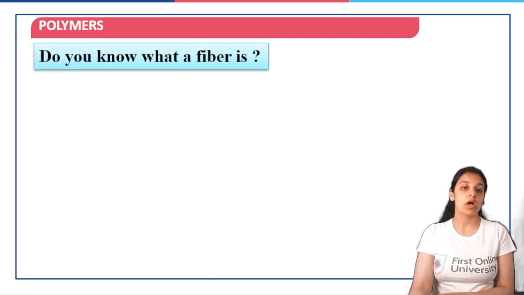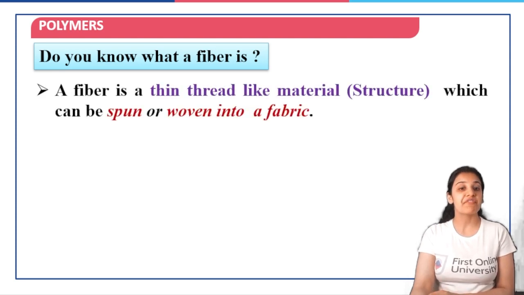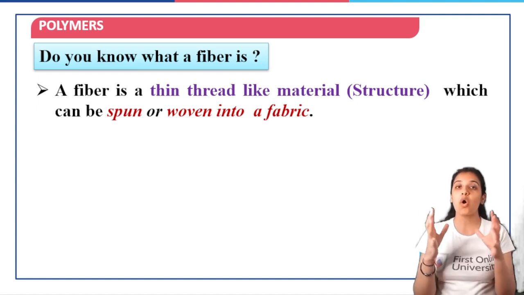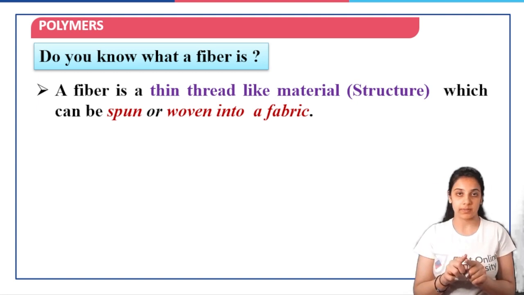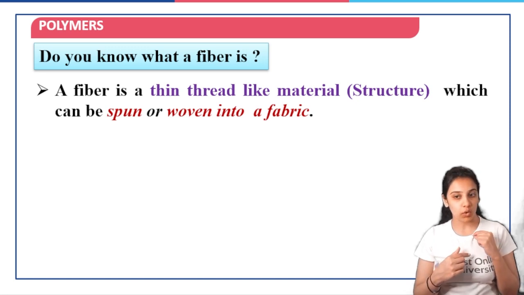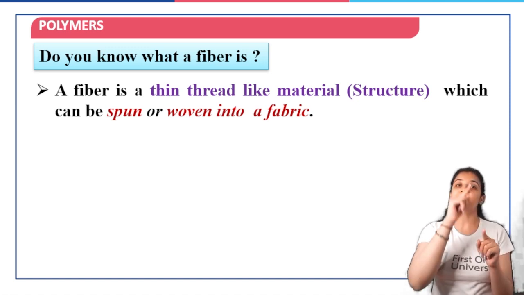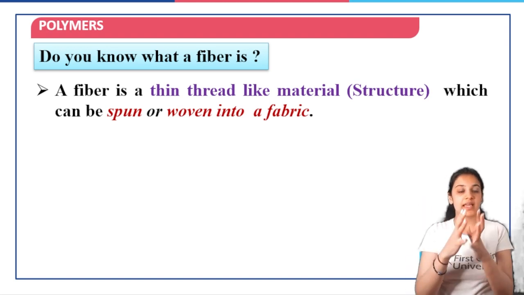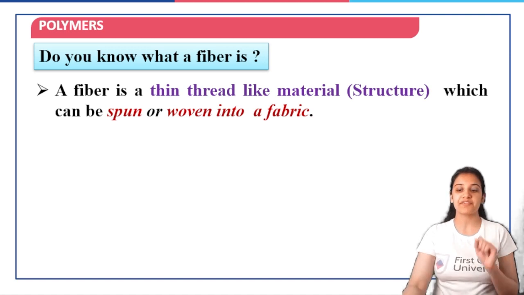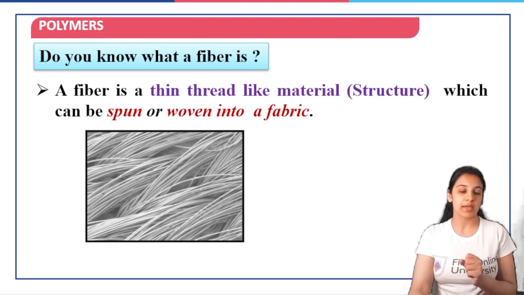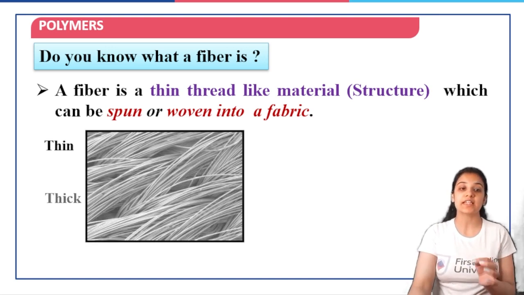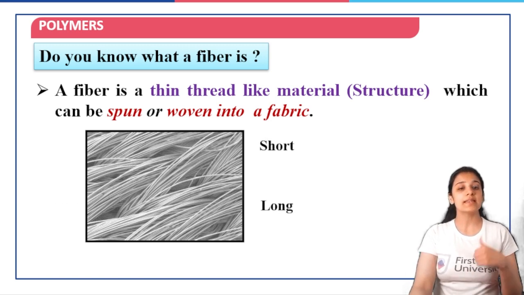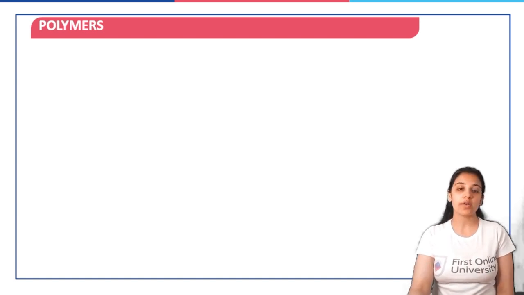Then do you know what a fiber is? A fiber is a thin thread-like material which can be spun or woven into a fabric. So what we are wearing, this cloth, is a fabric, and what it is made up of is very thin fiber which is spun or woven to form this entire fabric, out of which clothes are made. As you can see in this picture, these are thin fibers and thick fabric is formed. Then they can be short or long, thick or thin.